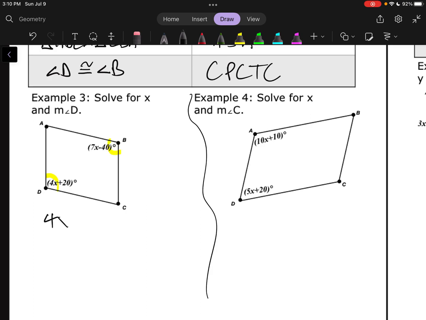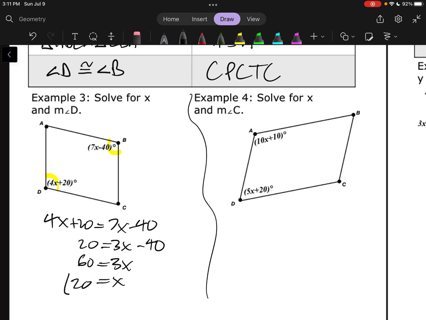So we can just do 4x plus 20 is equal to 7x minus 40. If I subtract the 4x, I get 3x. Add the 40 over, I get 60 is equal to 3x. That means x has to be 20. And if we plug x back in, 4 times 20 is 80, plus 20 is 100. 7 times 20 is 140, minus 40 is 100.